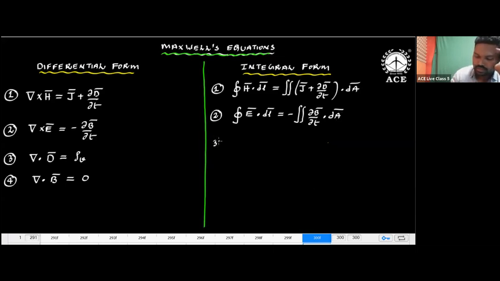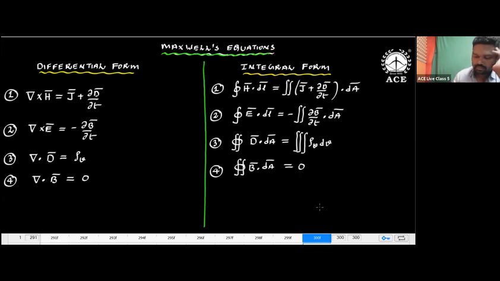Third one: closed surface integral of D·dA is equal to volume integral of ρV dV. Fourth one: closed surface integral of B·dA is equal to 0.